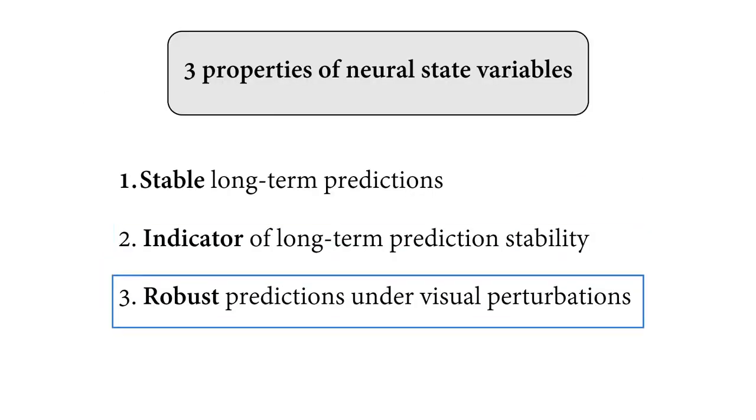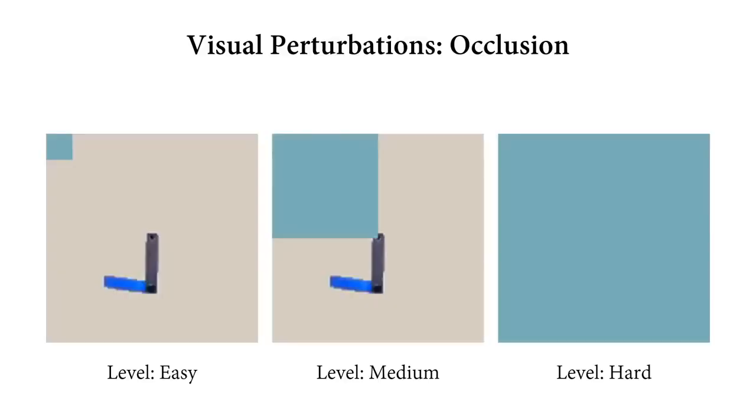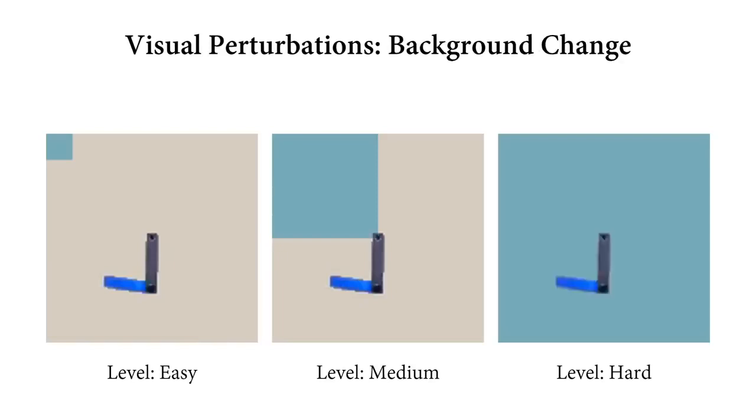The final property of our neural state variables is that they can help produce robust long-term predictions against visual perturbations. In particular, we applied three types of visual perturbations on the input video frames during test time with different difficulty levels. First, occlusion aims to simulate camera occlusions by covering a certain portion of the input frames with a randomly generated color square. The area of this square indicates the level of the perturbation. Second, background change aims to simulate background color change by covering a certain portion of the input frame background with a randomly generated color square. The main difference is that this perturbation will not cover the object itself.